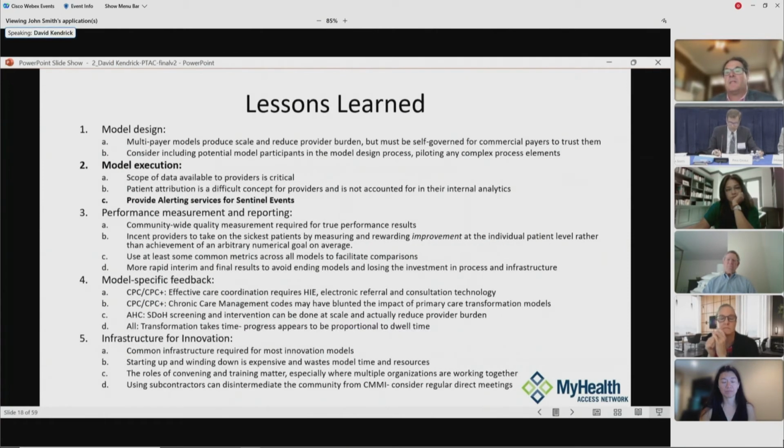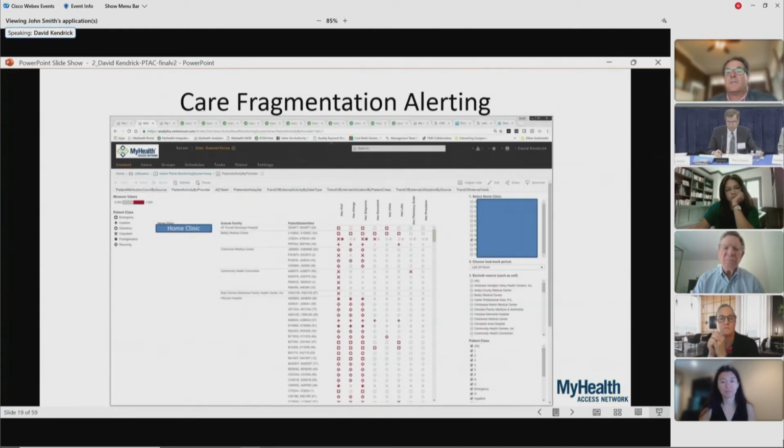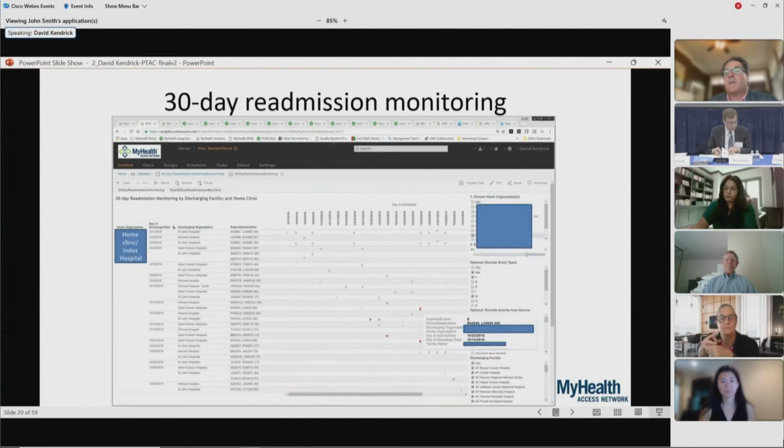Next slide, please. Alerting and sentinel events is critical. Next slide, please. So this is care fragmentation alerting, somewhat like an advanced version of ADT alerting. Tells me of all my patients seen or touched in the last 24 hours and what activity that was, no matter where it was. Next slide. Next click, please. 30-day readmission monitoring tells me immediately when my patient registers for care somewhere for an impending 30-day readmission, whether it's an ER, an urgent care, etc.